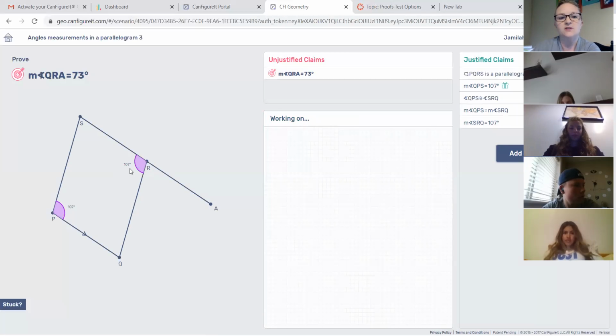Now look at this picture. Do you feel really confident that this angle out here is 73 degrees? Somebody unmute yourself and tell me why. Why do we know for sure that that angle is 73 degrees?